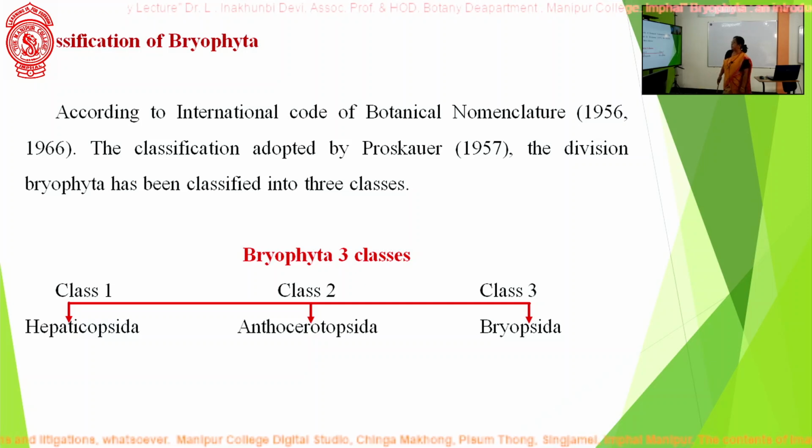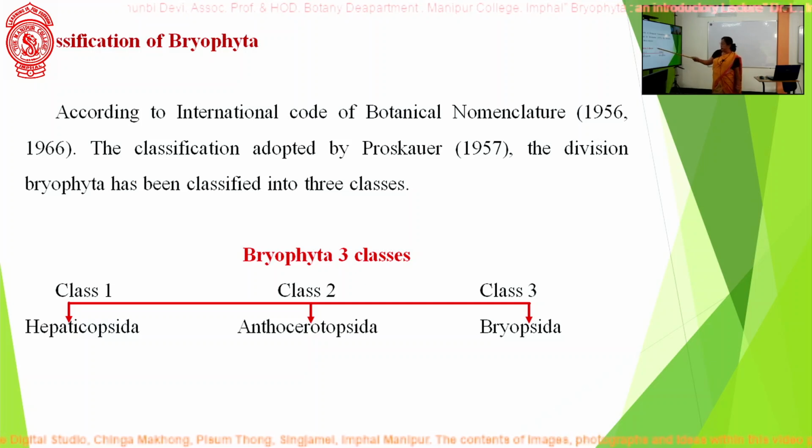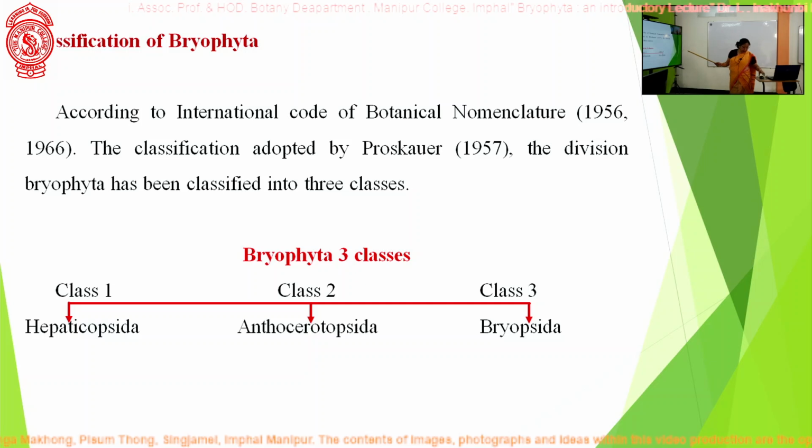According to the International Code of Botanical Nomenclature 1956 and 1966, the classification adopted by Proskauer 1957, the division Bryophyta has been classified into 3 classes, as I have already mentioned. Class 1 is represented by Hepaticopsida, class 2 by Anthocerotopsida, and class 3 by Bryopsida.